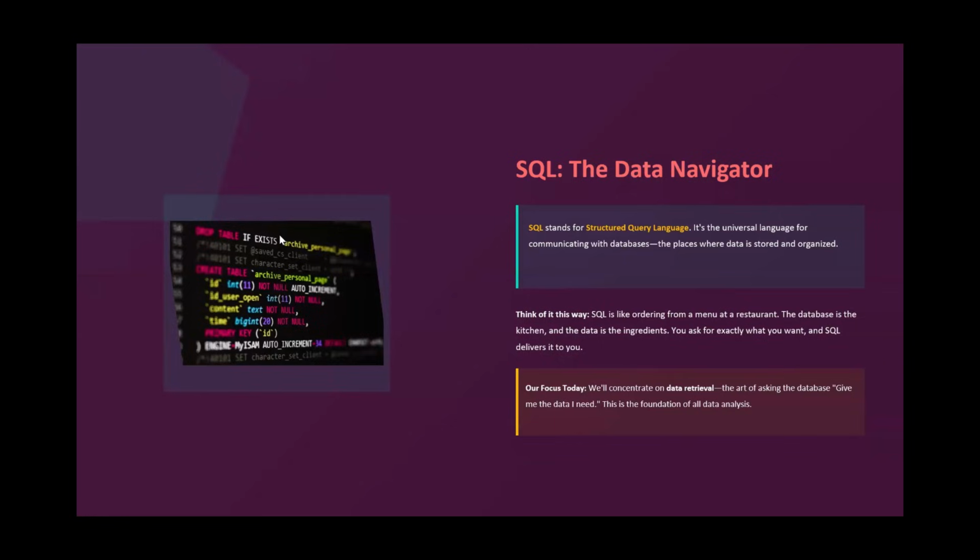So today we are not really focusing on any other thing like creating tables or deleting the data, but what we'll be focusing on today is data retrieval, how we can retrieve data from the database. So we are learning how to ask the data, please give me the data I need to answer this question. This is the foundation of becoming a data analyst.